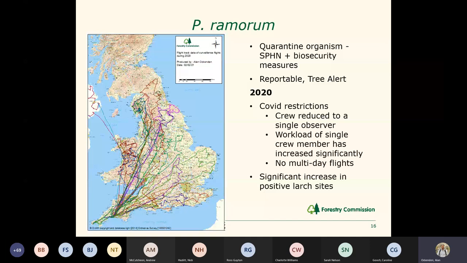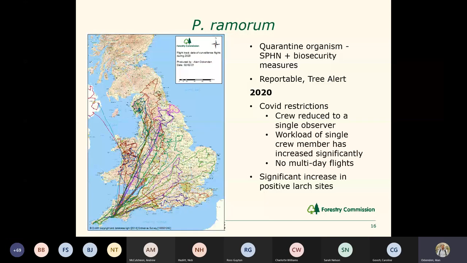Last year, COVID, as for everybody, has caused us issues. Our aerial surveillance program normally is a crew of 3 plus a pilot. We're now down to a single observer plus a pilot. So as you can probably imagine, the workload on that single crew member has increased significantly. They're now operating a camera, filling out spreadsheets and trying to navigate at the same time whilst looking out of an aircraft down through a lens of a camera. It's an interesting combination of jobs to do in one go. We've also suspended multi-day flights as well. So we've got some good coverage this year considering all of those factors, but it's been tricky.